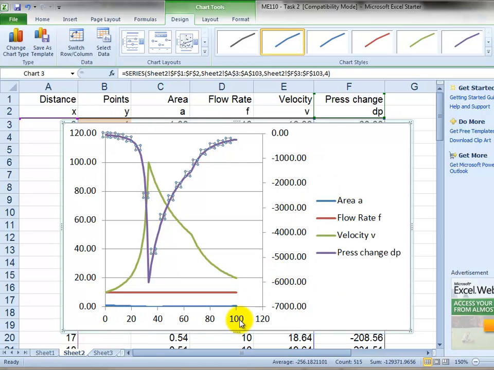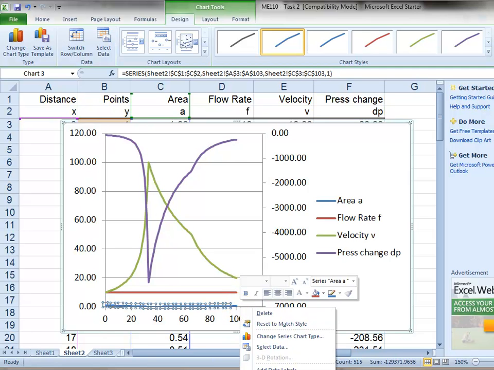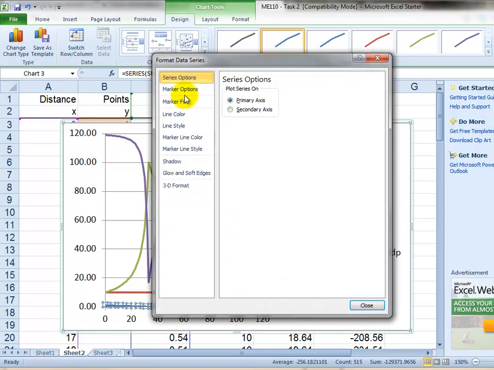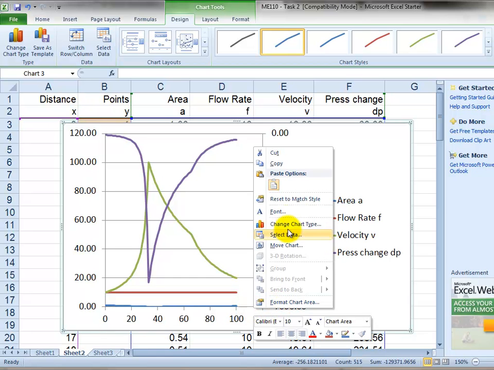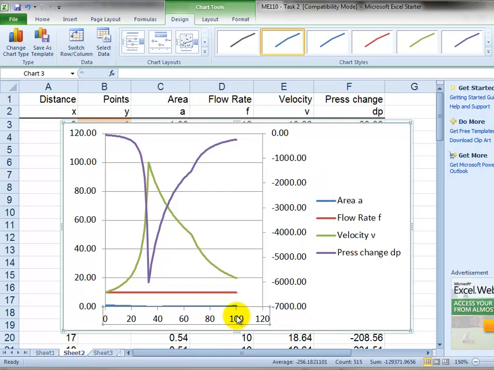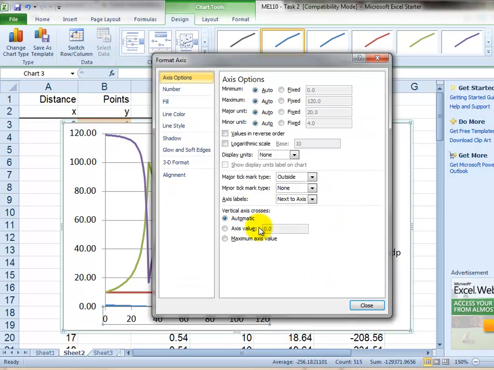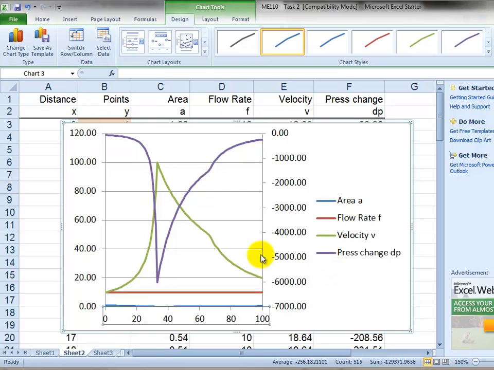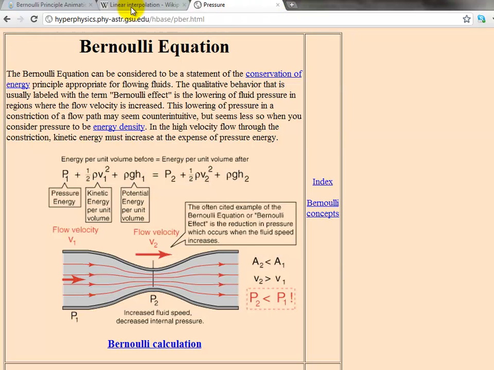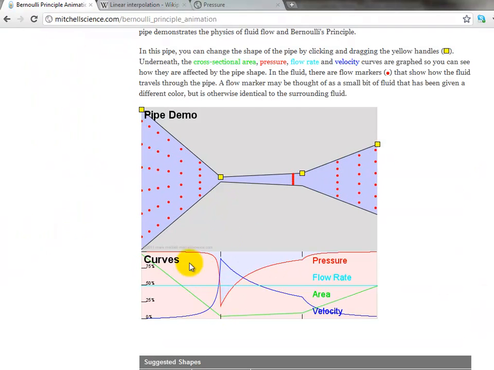The x-axis is going up to 120. We don't want that, so I right click on it, format data series. No, that didn't work. Format the axis. Format axis, here we are, and make the maximum 100. And that's it, job done. And that's the same as what we have in this graph here.